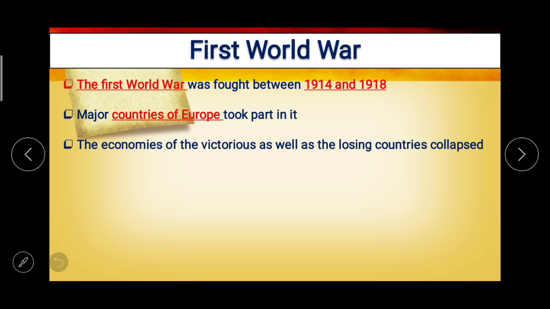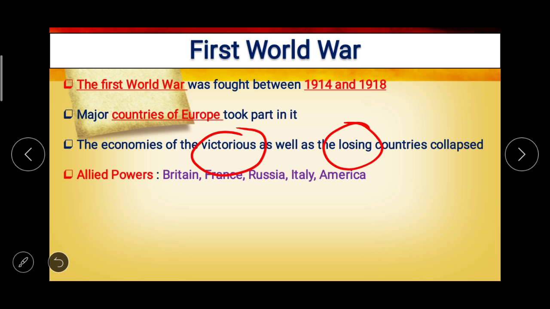The war caused a tremendous loss of life and property, which is as usual, and it happens always whenever there is war. The economies of victorious as well as the losing countries collapsed. The countries which joined the war suffered tremendous economic losses, and even the countries which did not join the war were impacted by the war.